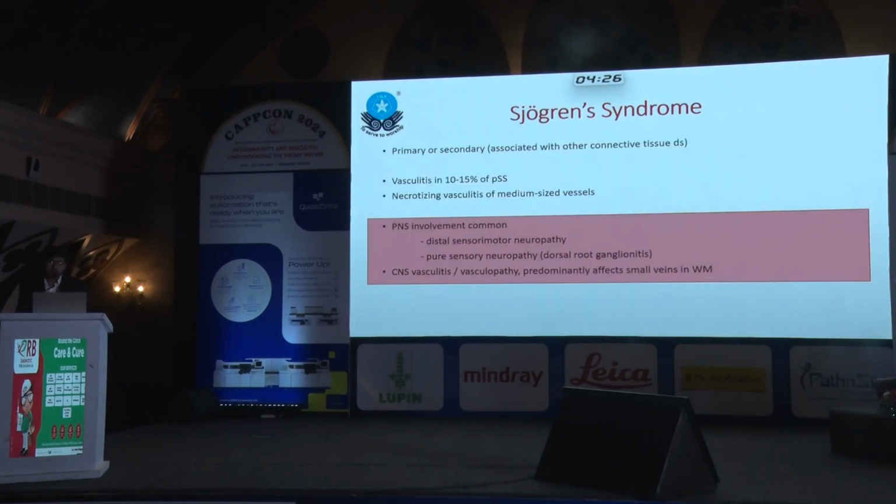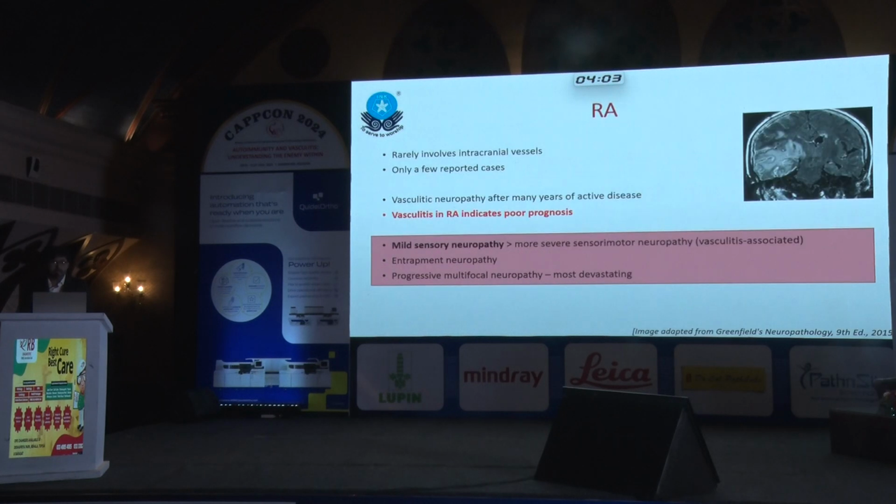Sjogren's syndrome can be primary or secondary. Vasculitis is seen in 10 to 15% of primary Sjogren's. There is necrotizing vasculitis of medium-sized vessels. PNS involvement is quite common, and patients usually present with distal sensorimotor neuropathy, or pure sensory neuropathy when the dorsal root ganglia are involved. CNS vasculitis predominantly affects small veins in white matter. Rheumatoid arthritis rarely involves intracranial vessels. There are only a few reported cases.